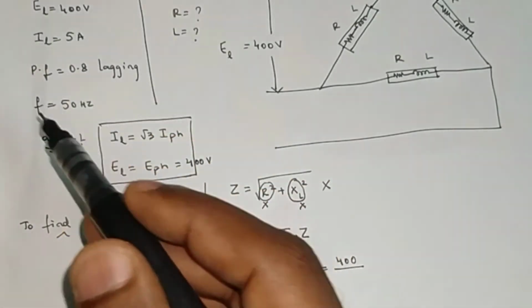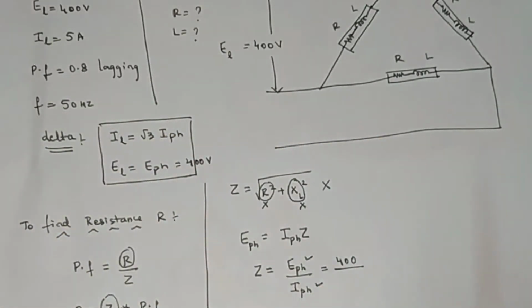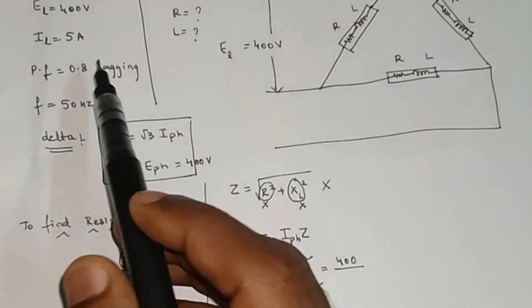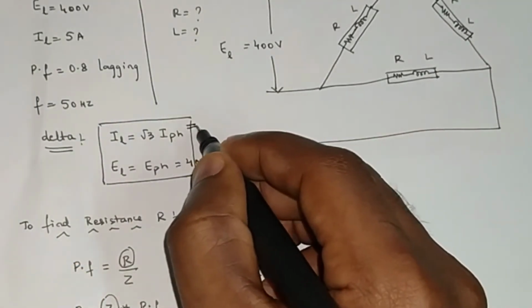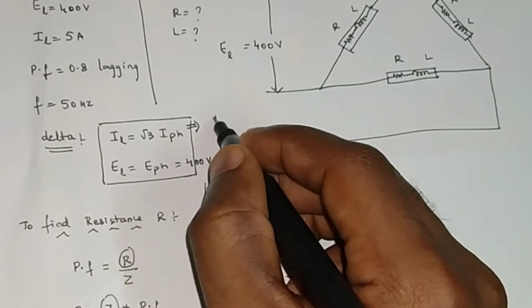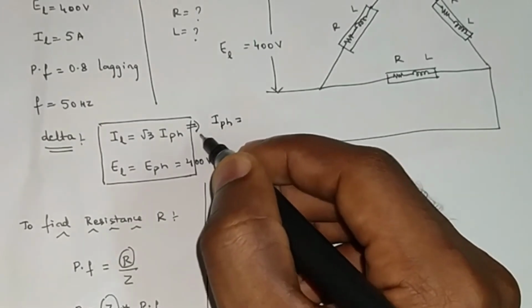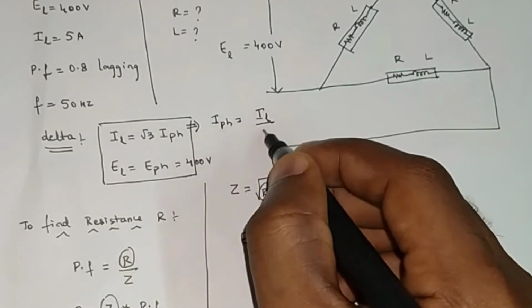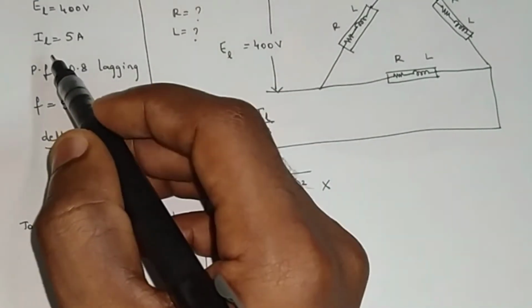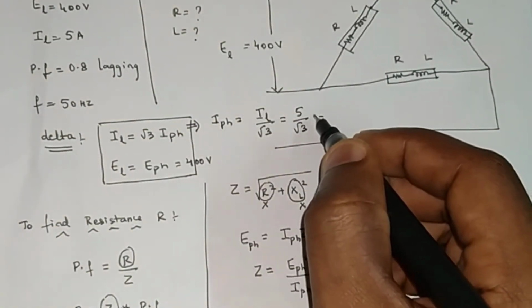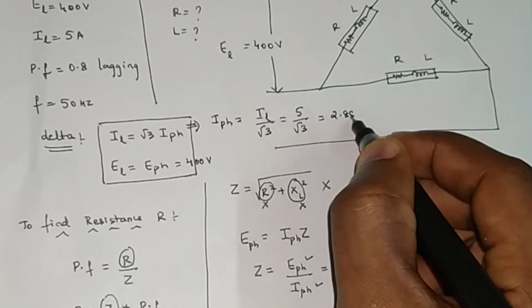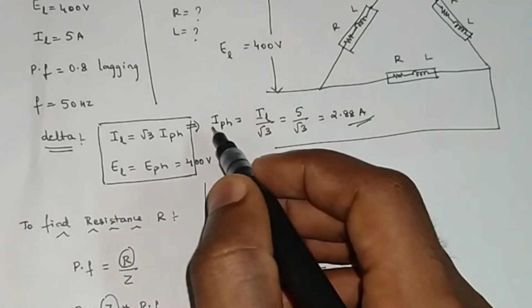So phase current is not given. You can just see that phase current is not given, but line current is given. So I can use this formula. I'm going to rearrange this formula. So phase current is equal to, if I rearrange this, I'll get line current divided by root 3. Line current is given as 5. So 5 divided by root 3, I will get 2.88 amps. So this is the answer for phase current.